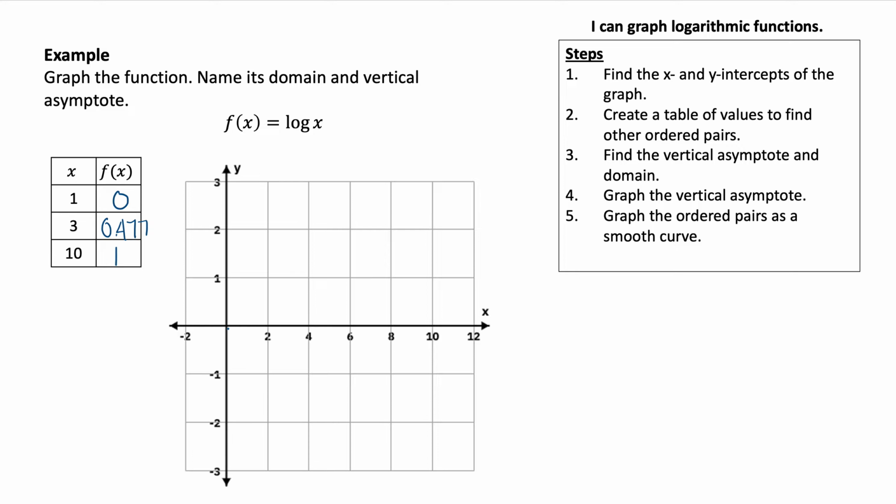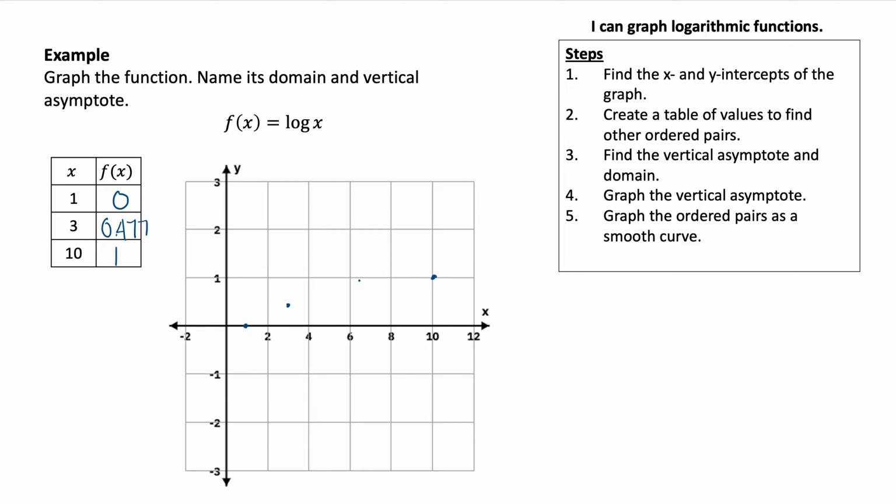So let's go ahead and graph. (1, 0) is going to be here because remember that's our x-intercept. And then we have 3 and 0.477, so a little bit below a half. And then we have (10, 1).